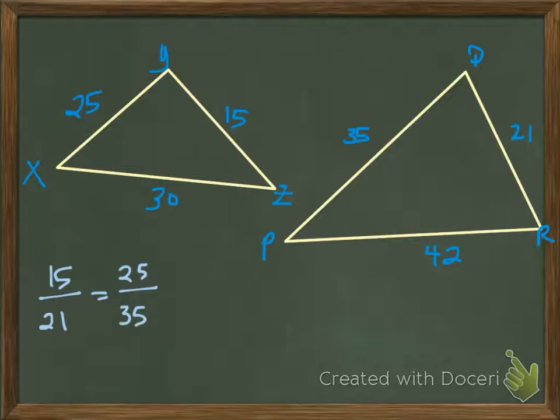Okay, now I can do one of two things here. I can cross multiply and see if they equal each other.